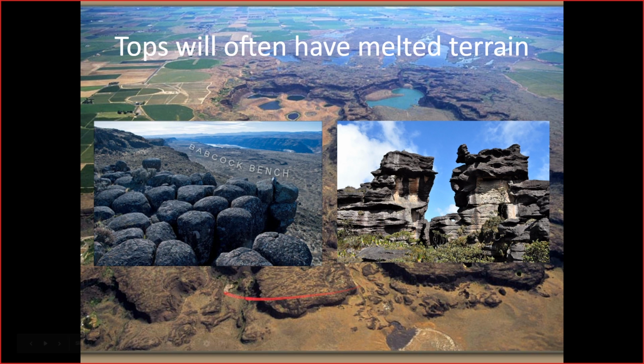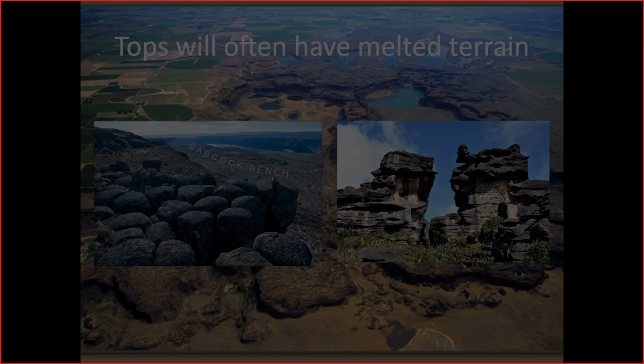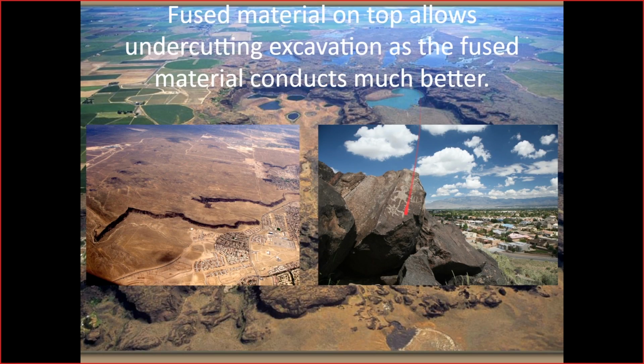And you'll see that with tent rocks and other places as well. This is basically how these spheres that have landed managed to protect the rocks underneath. That's why. They're basically giant lightning arresters. So you can see fused material on top of these things.